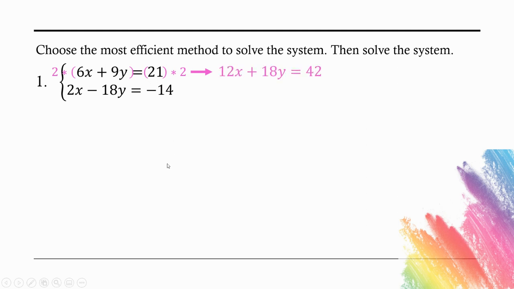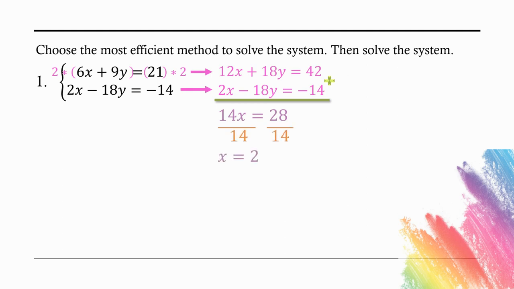So that equation would become 12x plus 18y equals 42. The bottom equation we're not going to change, I'm just going to rewrite it. And now that we've got our like terms vertically aligned, we will add these equations together. So our 12x plus 2x becomes 14x. The y's add out because they were opposite. 42 plus negative 14 gives us 28. So then to solve for x, I would divide both sides by 14 and we get x equals 2.